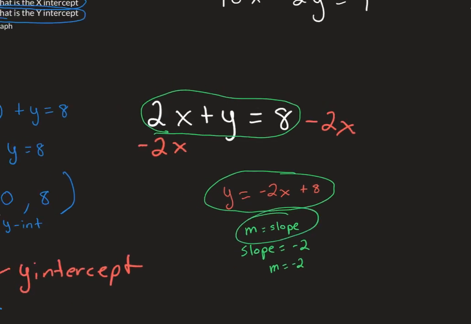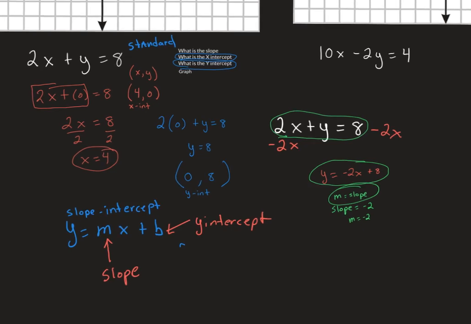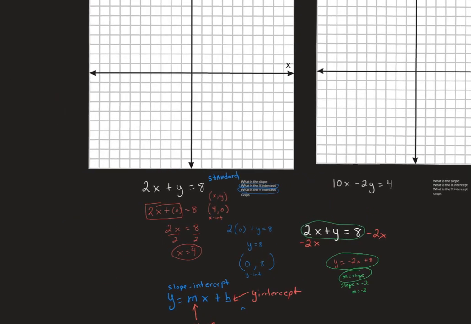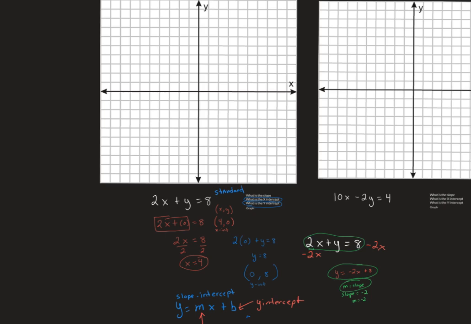All right, so we've got 3 pieces of information. We know the x-intercept here. We know the y-intercept here. And we know the slope right there. Now the last thing we've got to do is graph it. So my x-intercept, I'm going to write on my graph, is 4, 0. And then you can see right here, my y-intercept is 0, 8. So I'm going to write it down right here, 0, 8.